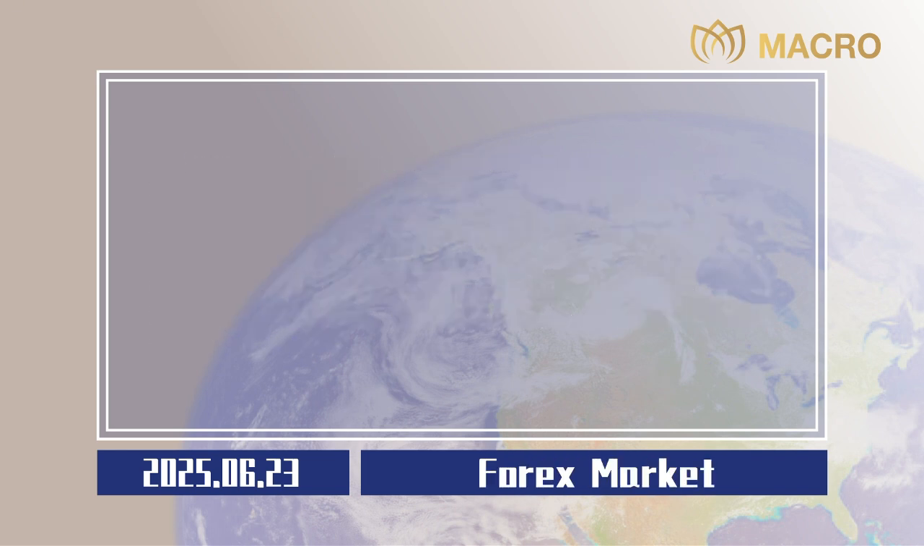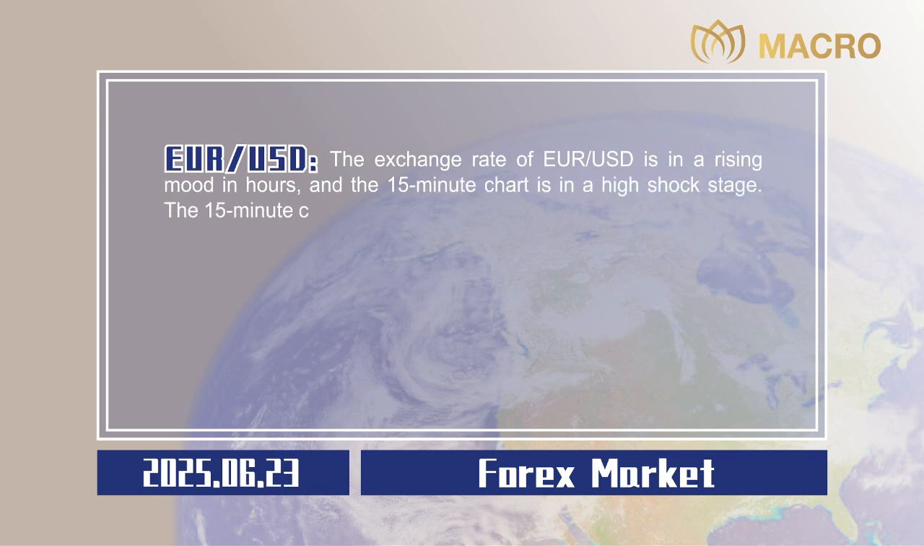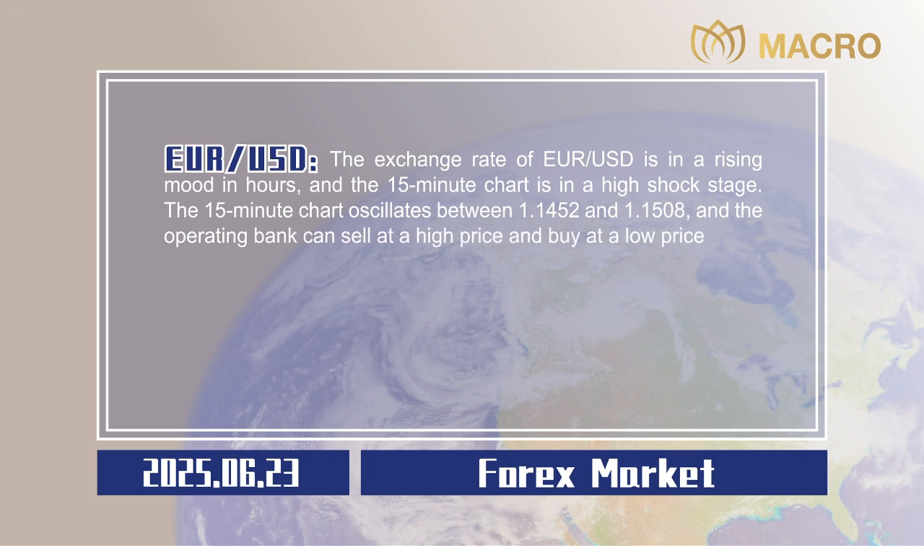Forex market. Euro to US dollar. The exchange rate of euro to US dollar is in a rising mood on the hourly chart, and the 15-minute chart is in a high shock stage. The 15-minute chart oscillates between 1.1452 and 1.1508, and the operator can sell at a high price and buy at a low price in this interval.